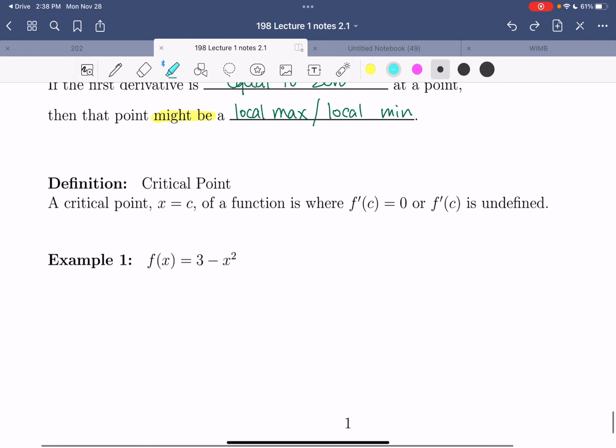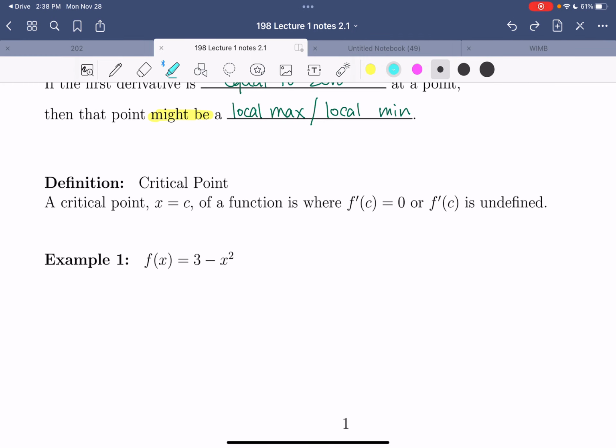So a critical point, x equals c of a function, is where the derivative is 0, but we're also going to throw in this other condition. Being 0 is what we saw up above. It's also where the derivative is undefined, because oftentimes that creates holes or asymptotes or some points that do weird things. We want to be able to break up our graph at these important points. So that's why we call them critical points.